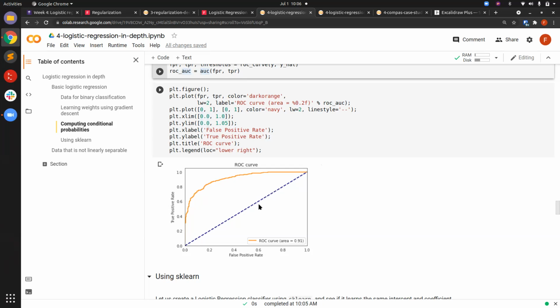Now, this dashed line over here shows the performance of a random classifier. So let's say I would just flip a coin. Well, here's what my true positive or false positive trade-off would look like. What would a perfect classifier look like?